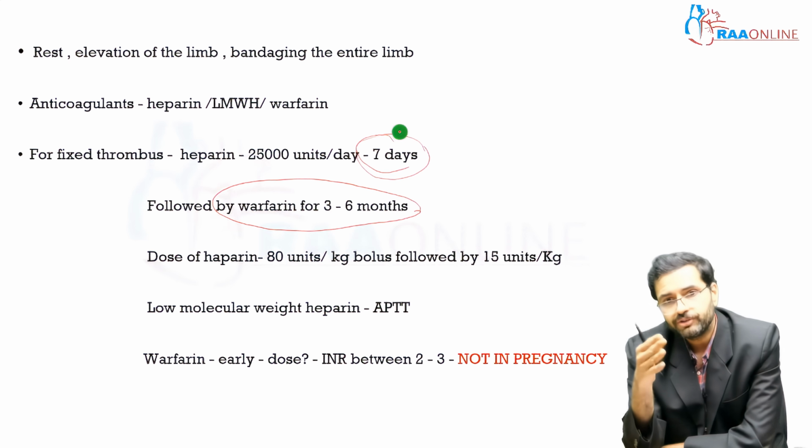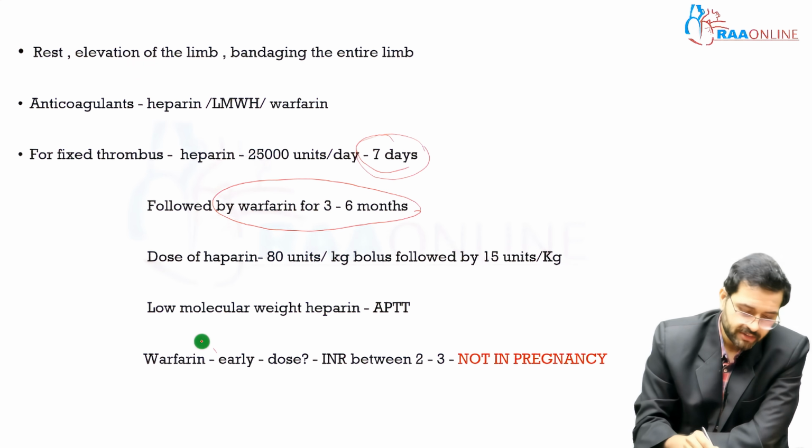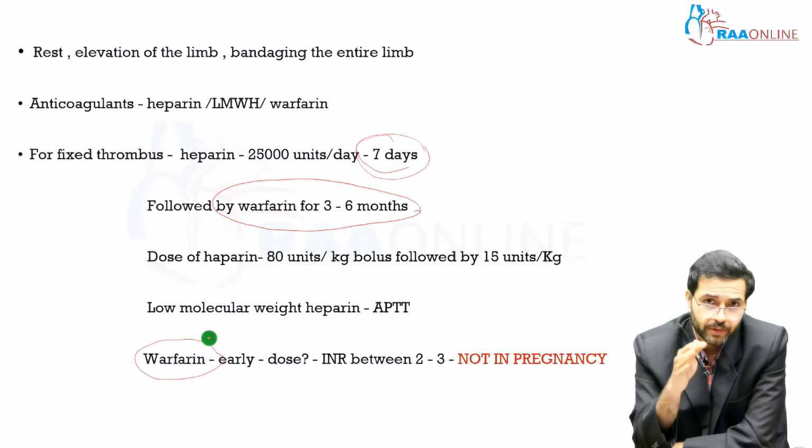Activated partial thromboplastin time has to be done in order to look for adequacy of heparinization. And once the patient has been shifted over to warfarin, the investigation done to identify adequate anticoagulation is an INR. Warfarin is initially started at a dosage of around 10 milligrams on day 1 and day 2, and from day 3 it is shifted over to 5 milligrams.